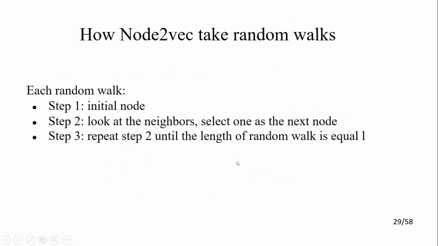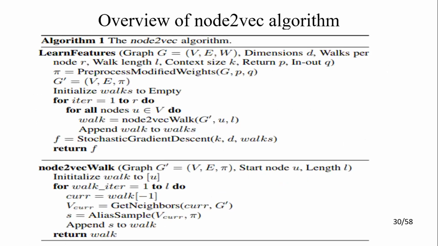So in the case of a network with random walks, first we have to identify the initial node, then look at the neighbors and select one as the next node, and then repeat the steps until the random walk is complete. And this is actually the algorithm for the network.